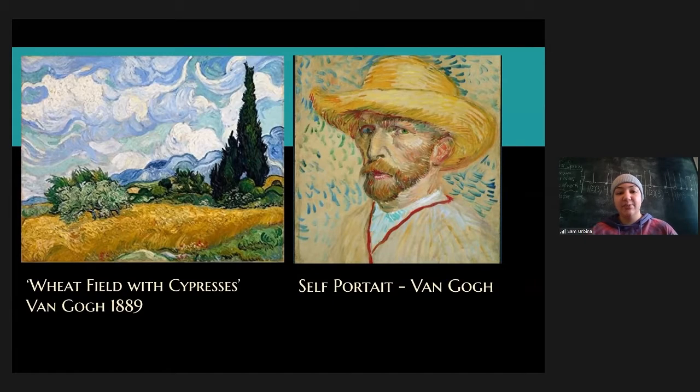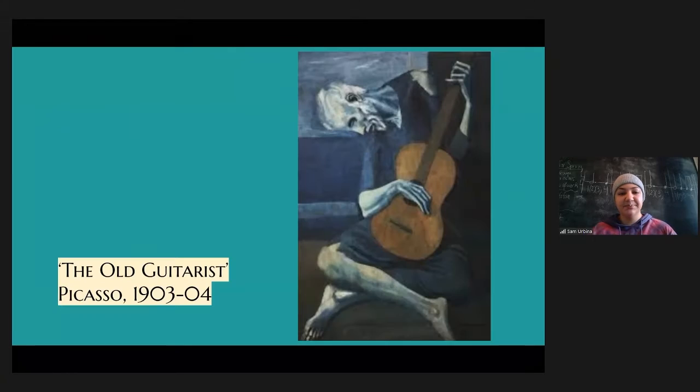And here are just some examples of some of Van Gogh's artwork. So here on the right, we have him in a straw hat, and on the left, there's some wheat fields with cypresses, and you can already see the texture in his beard and the straw hat and the clouds and in the wheat field. So you can see heavily textured, kind of distorted paintings.